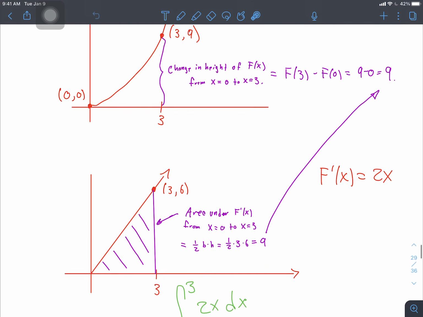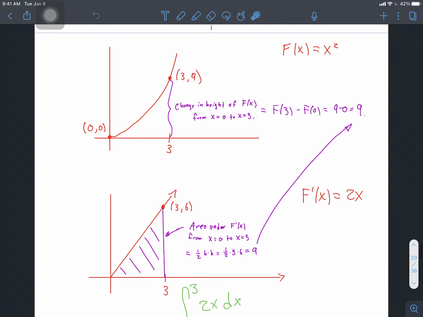So this is really fascinating. What it says is that if we have a function and we look at the difference between that function and its derivative, okay? So this is the derivative and this is the function. Then the difference in height from 0 to 3 of this function is equal to the area under the curve of the derivative from 0 to 3. So this area, which is in this triangle, is the same as this height, which is viewed as the function.